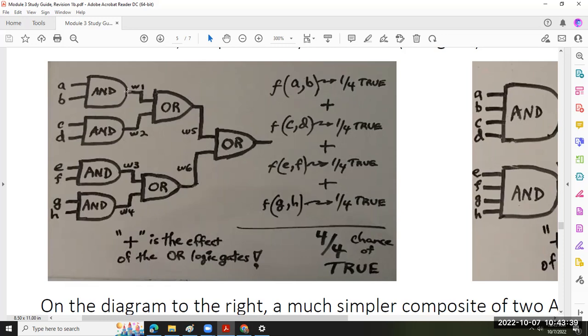Now, everybody knows these W1, W2, everybody knows what those mean, right? Yeah. Okay, so these are the outputs of the ANDs, and these feed into what? What do you see here?